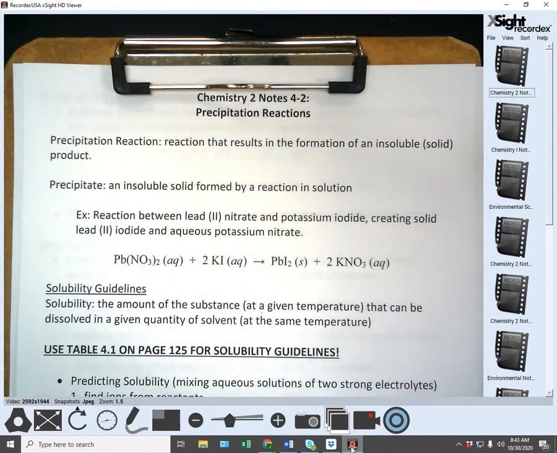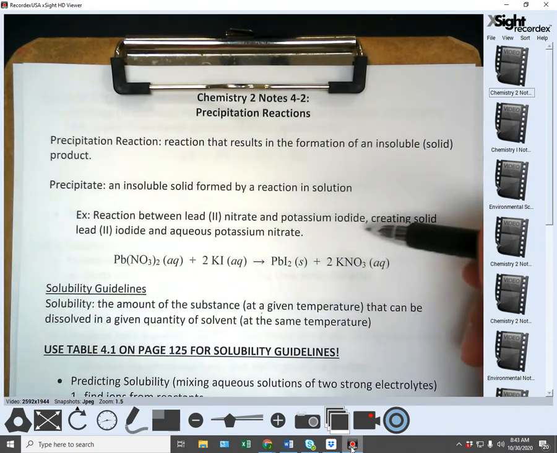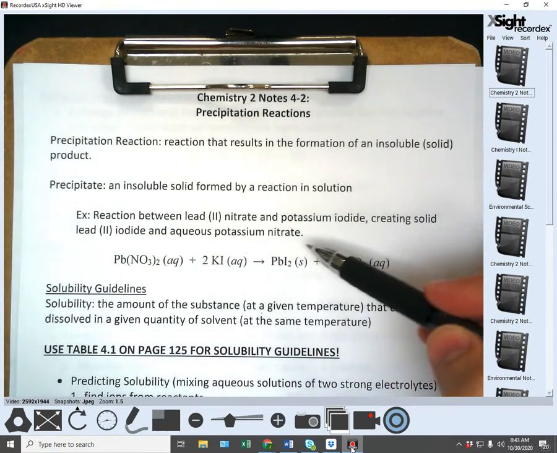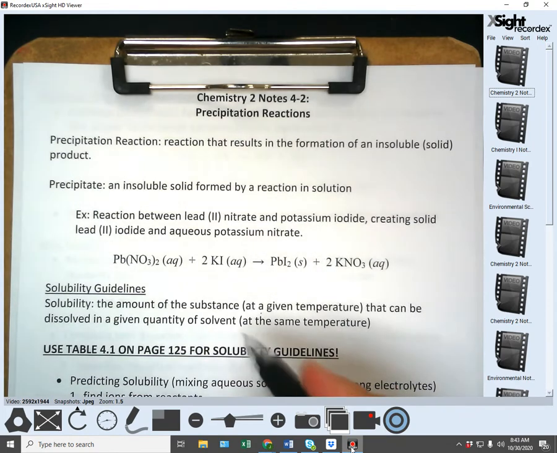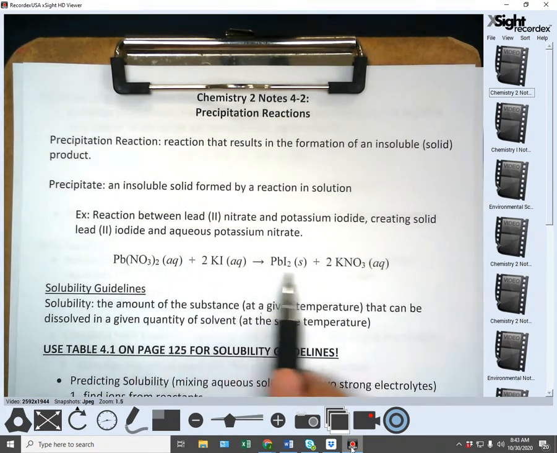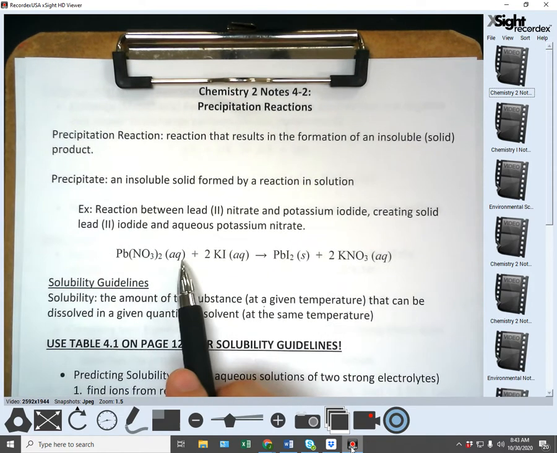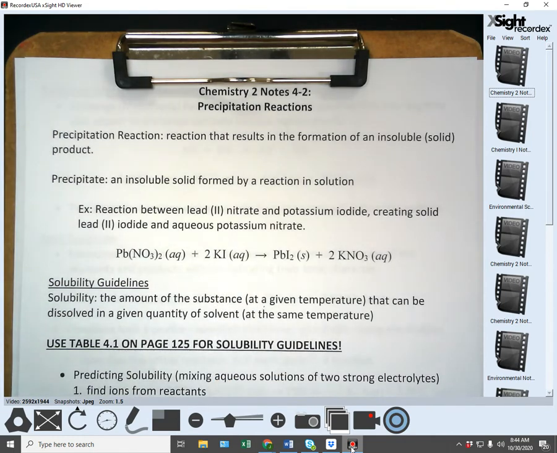We have an example of a precipitation reaction here. The reaction between lead-2 nitrate and potassium iodide, creating solid lead-2 iodide and aqueous potassium nitrate, which is actually, I think, what that video was. So here's the equation written out. Notice it's important that we're putting the states of matter in. We've got aqueous at the beginning, both aqueous, that means solution. So anytime something says it's a solution, that means the state of matter would be aqueous.